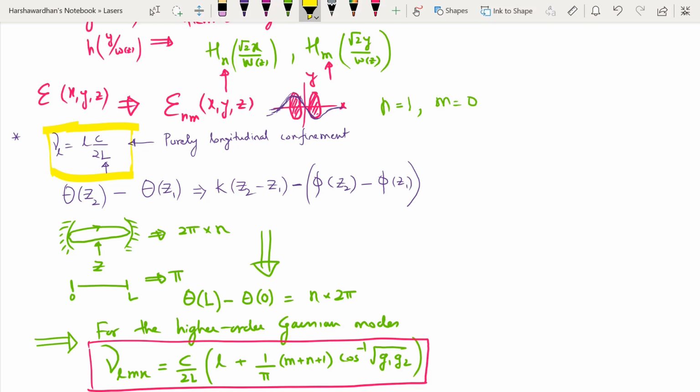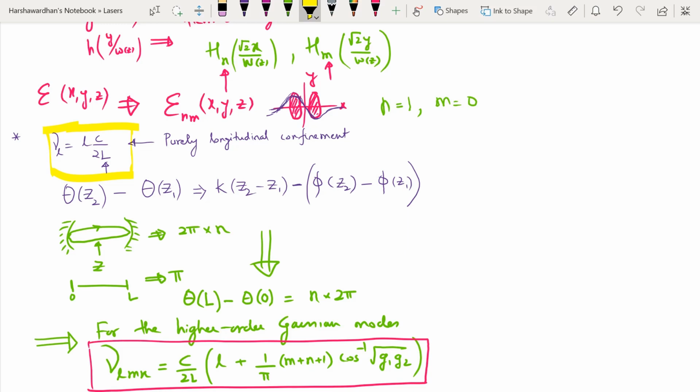Now imagine a field that is an allowed mode of the cavity. What does that demand? If I go around a round trip and come back to the same location Z, I should have covered in this round trip an integer n times 2 pi. Only then is this going to be a mode, right? It's going to coherently add up. If it was any other value, for multiple round trips, that field will actually get cancelled out. So it has to be a multiple of 2 pi.